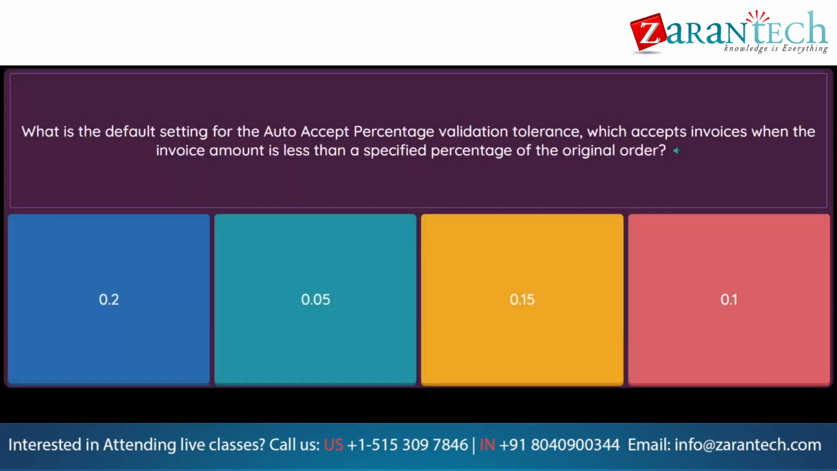Question: what is the default setting for the auto accept percentage validation tolerance, which accepts invoices when the invoice amount is less than a specified percentage of the original order? Option 1: 0.2. Option 2: 0.05. Option 3: 0.15. Option 4: 0.1.